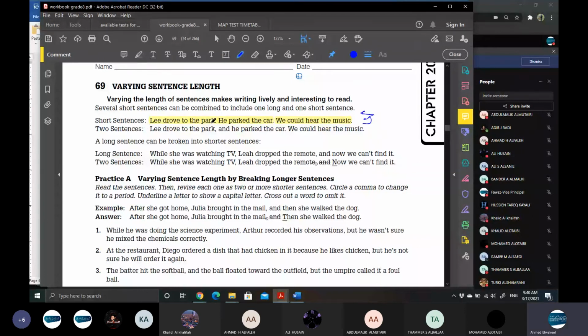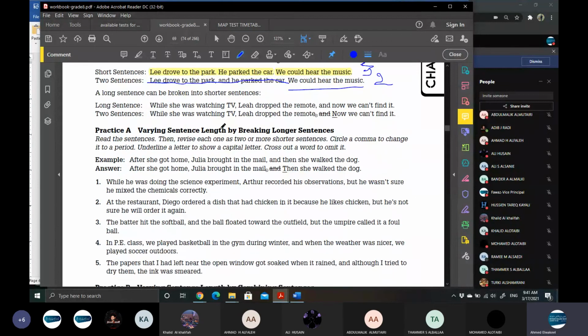Here I just made the three simple sentences into: Lee drove to the park, and he parked the car. That's a compound sentence. We could hear the music. That's two sentences. Right? So I combined two simple sentences using the comma and the conjunction to make one compound sentence. So here I have a long sentence.